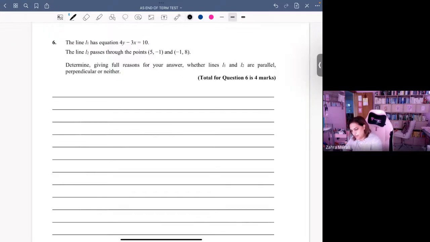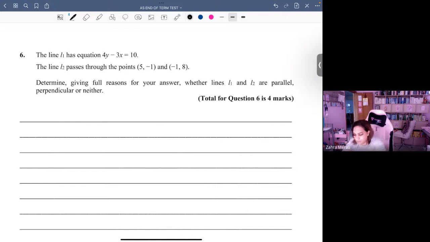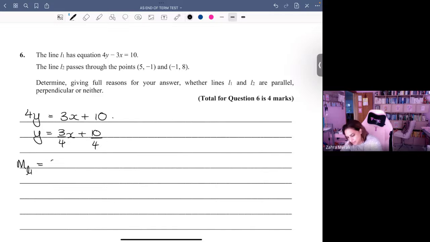Okay. More straight lines. So here, a lot of you got the workings right, but you didn't quite get how to write it out. So we've got 4y equals 3x plus 10. So y equals 3/4 x plus 10 over 4. So we can see here that the m of line 1 is 3/4, because remember, we've now put it in that form, y equals mx plus c.